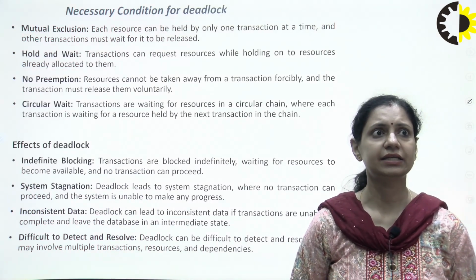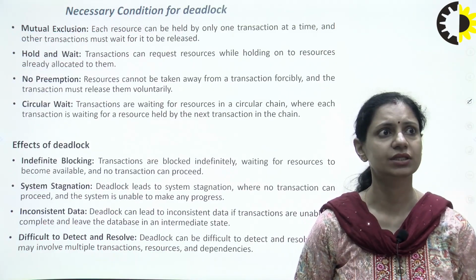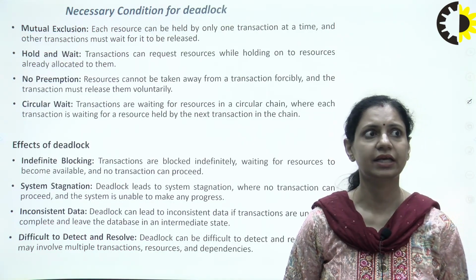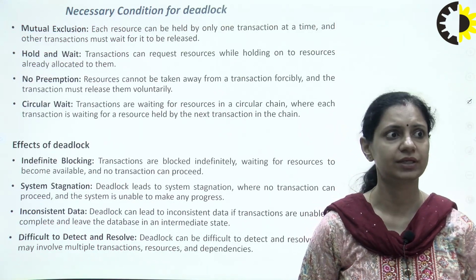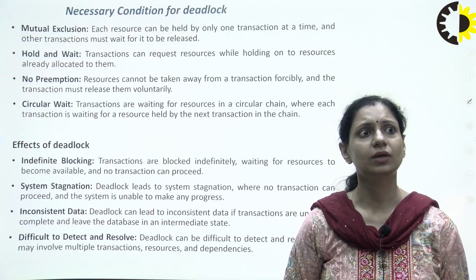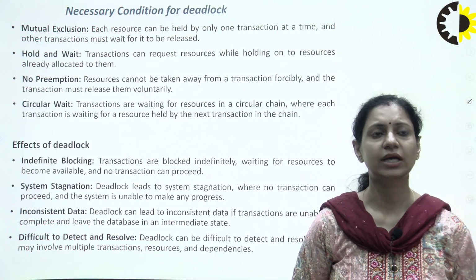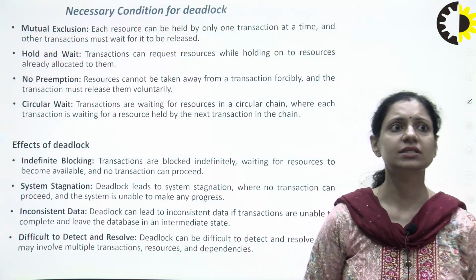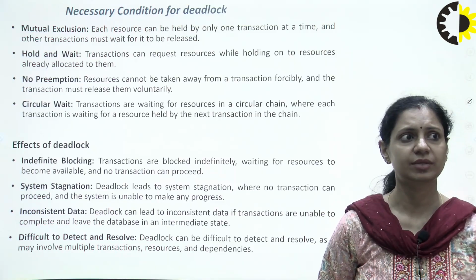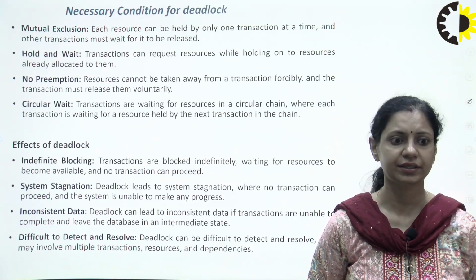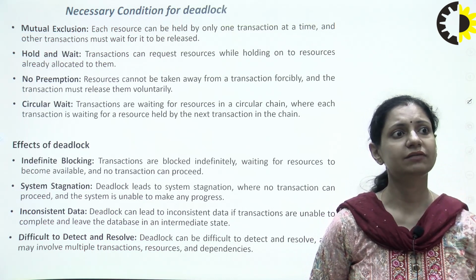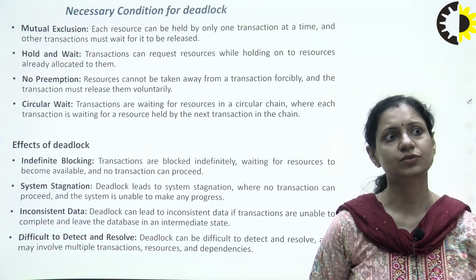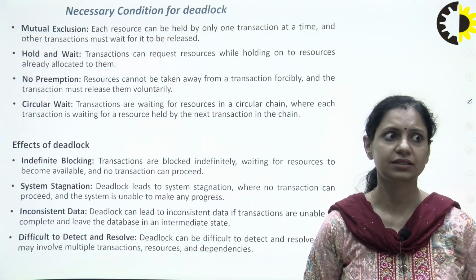There are necessary conditions for the deadlock. The mutual exclusion, where each resource can be held by only one transaction at a time and other transactions must wait for it to release. The other one is hold and wait. A transaction can request resources while holding on to the resources already allocated to it. No preemption. Resources cannot be taken away from a transaction forcibly and the transaction must release them voluntarily. Circular wait. Transactions are waiting for resources in a circular chain where each transaction is waiting for a resource held by the next transaction in the chain.